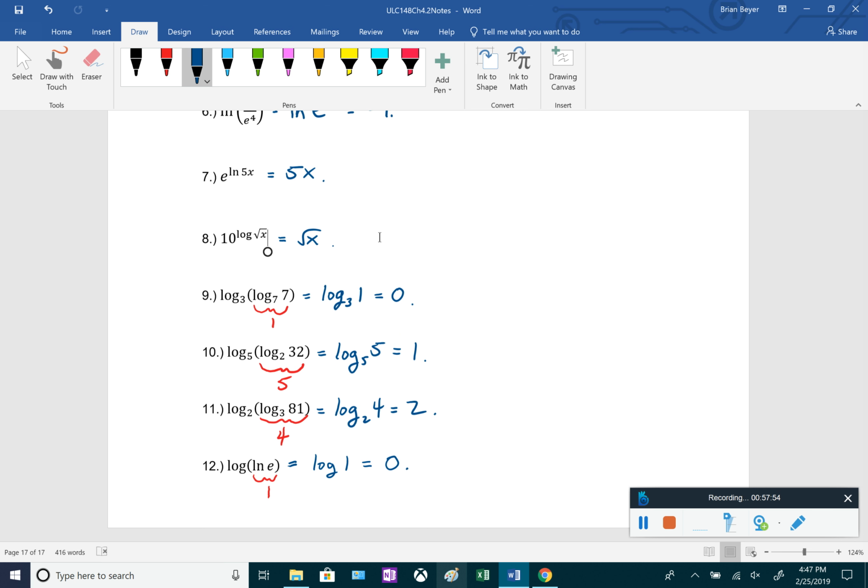Okay, so make sure you know all these properties and different ways to evaluate logs. It'll definitely come in handy. So that's it for section 4.2.